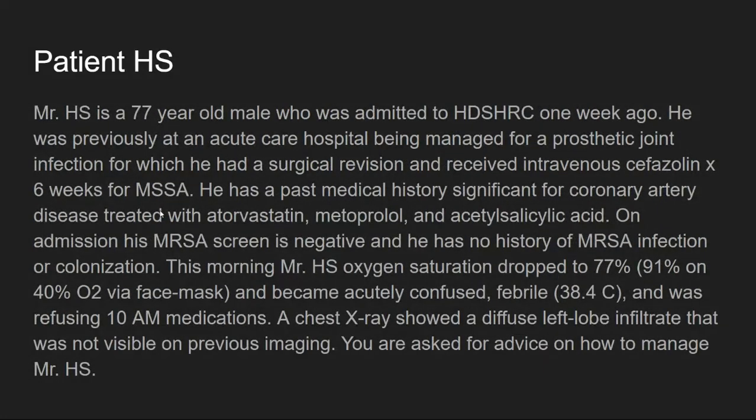Secondly is our case Mr. HS. He's a 77-year-old male who was admitted to the hospital a week ago. He was previously at an acute care facility being managed for a prosthetic joint infection for which he had a surgical revision and received IV cefazolin for 6 weeks. His past medical history is significant for coronary artery disease. On admission, his MRSA screen is negative and he has had no history of MRSA infection or colonization.